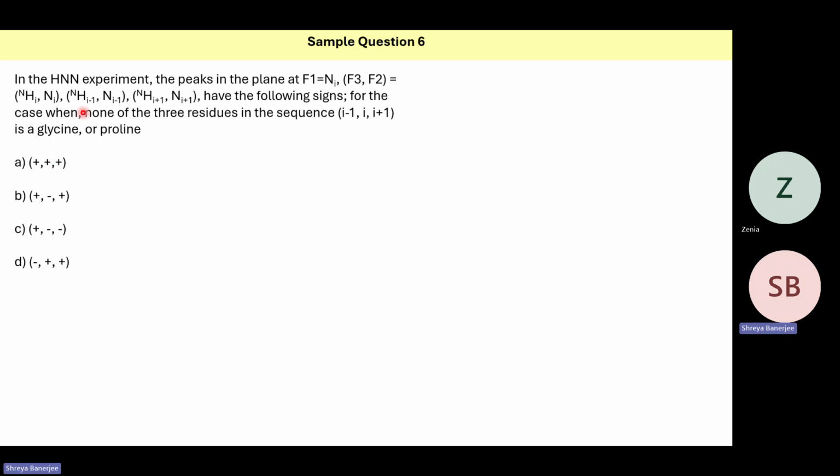The next question is also about the HNN experiment. It is asking that the peaks in the plane at F1 have the following signs in a general case where there is no glycine or proline, because if you remember, proline is a tertiary amide, and so there is no NH, and glycine shows some anomalies. So if we consider three residues in the sequence I minus 1, I, and I plus 1, and none of the three residues are glycine or proline, what will be the signs in the plane at F1 of the HNN experiment?